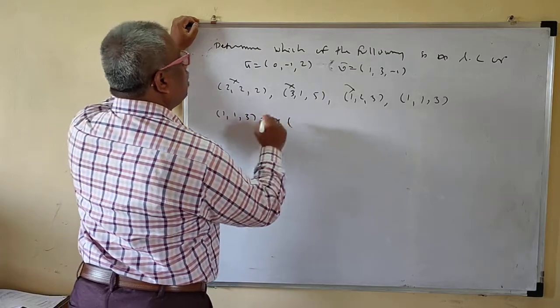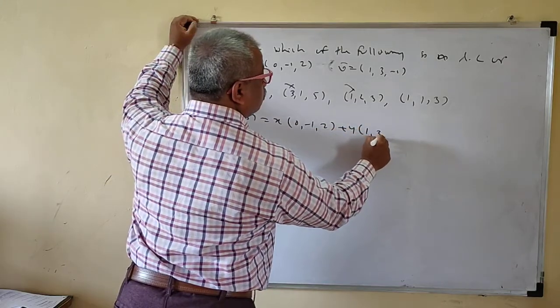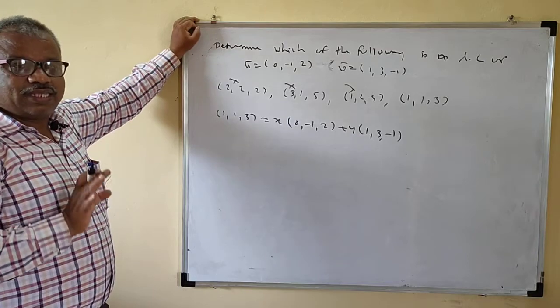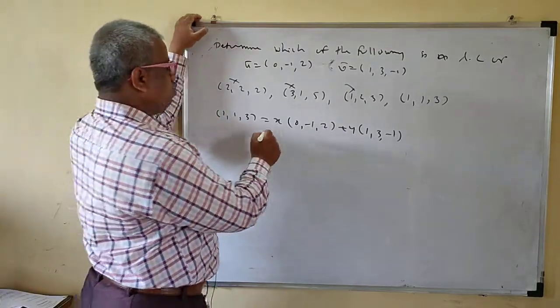113. We'll check this. Is it in the linear combination? Whether this x and y exist or not. If the values of x and y exist, then we say that 113 is the linear combination of this one.